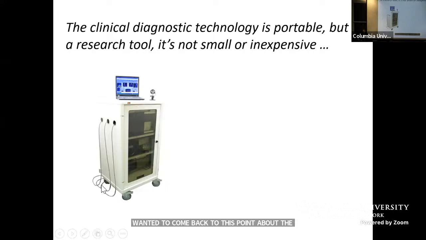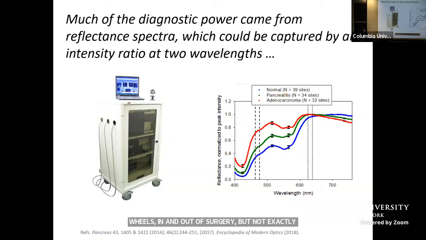So remember that the tool that we developed was portable. It's on wheels. It can be wheeled in and out of surgery, but it's not exactly very small. And remember too, that most of the diagnostic power was in reflectance. So all of the tools that we had here to measure fluorescence, the lasers and so forth, we didn't really need in the end. Also, the reflectance full spectra, which is shown here, isn't necessarily needed either.